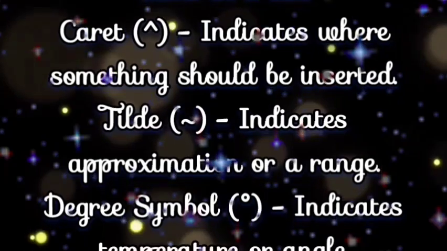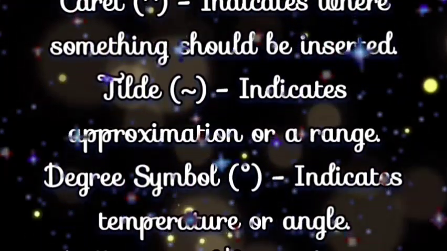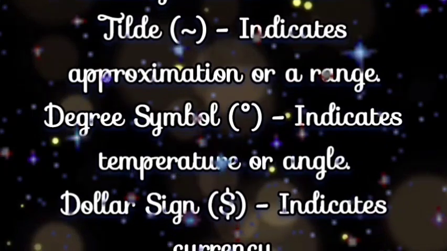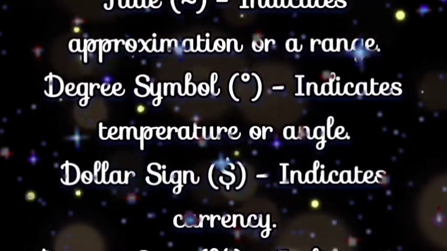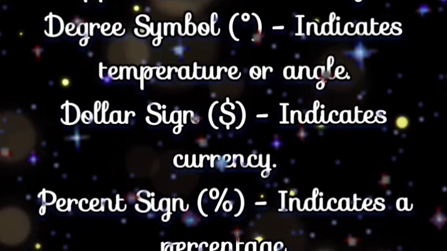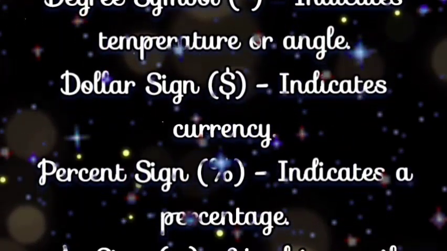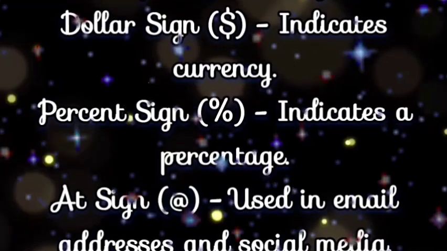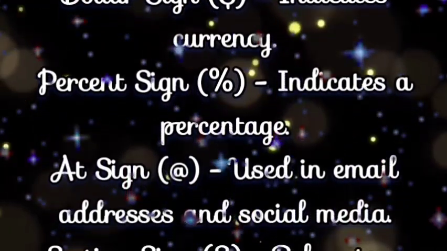Tilde indicates approximations or a range. Degree symbol indicates temperature and angle. Dollar sign indicates currency. Percent sign indicates a percentage. At sign is used in email addresses and social media.